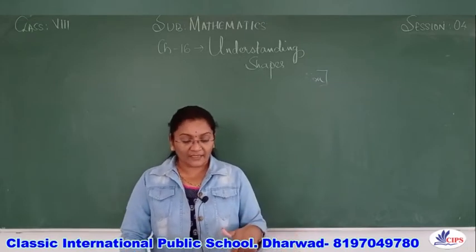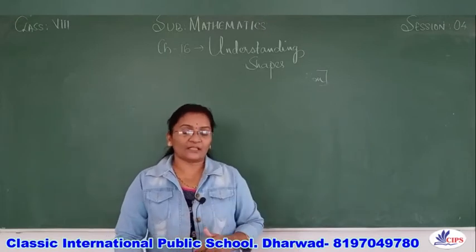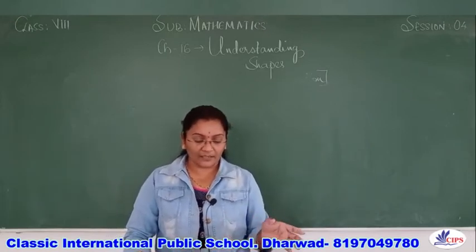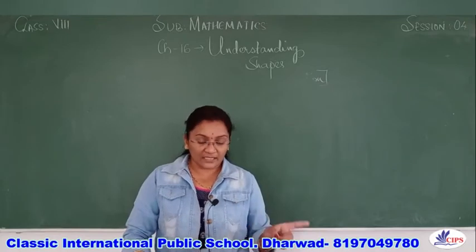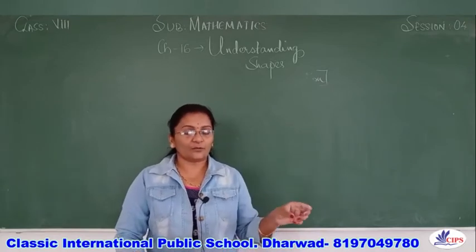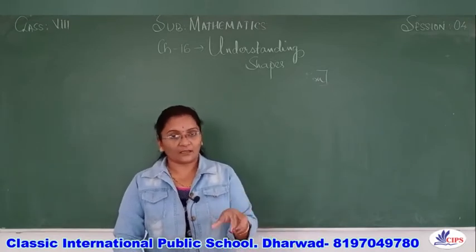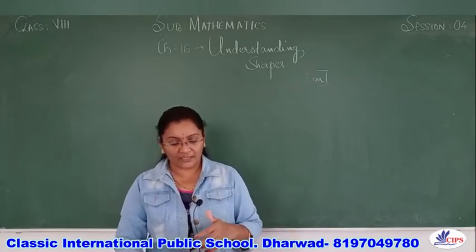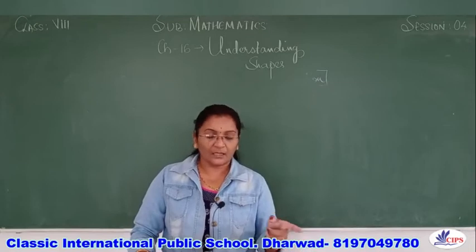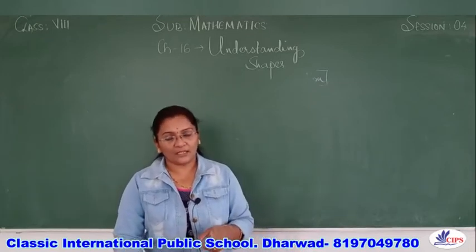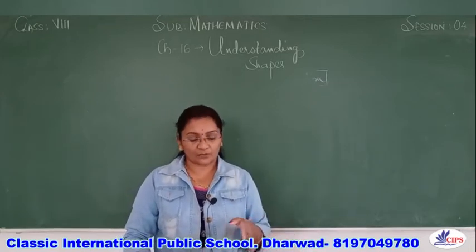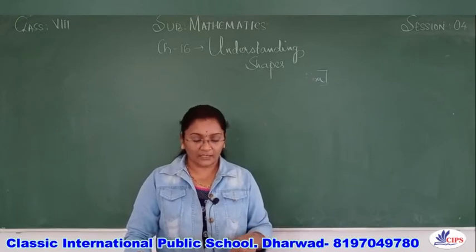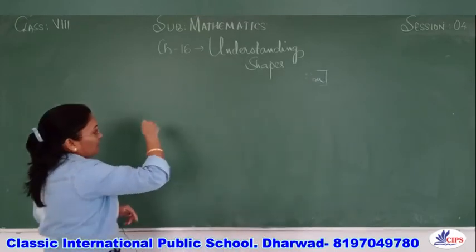Next, how to find the interior angle when the sum of its interior angles is given? How to find each interior angle? You have to write the formula for the sum of interior angles, and then divide it by its number of sides. So the formula is (2n minus 4) into 90 divided by n, or (n minus 2) into 180 divided by n. I will write it down and explain.